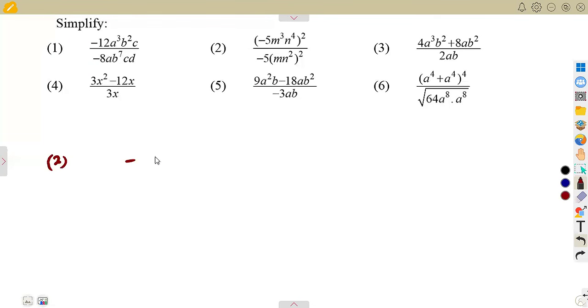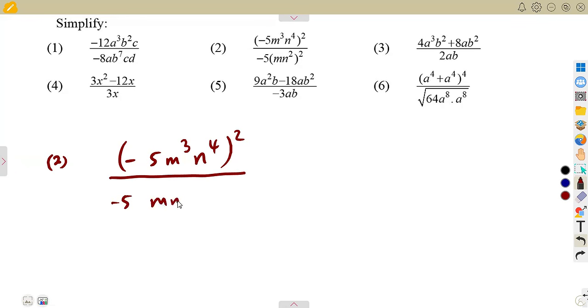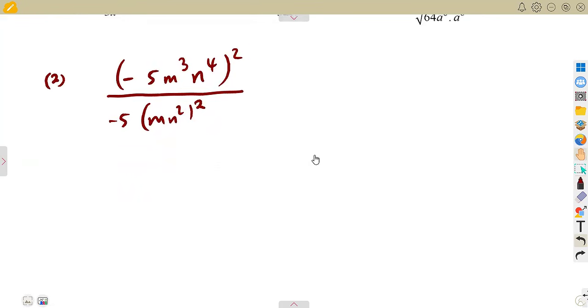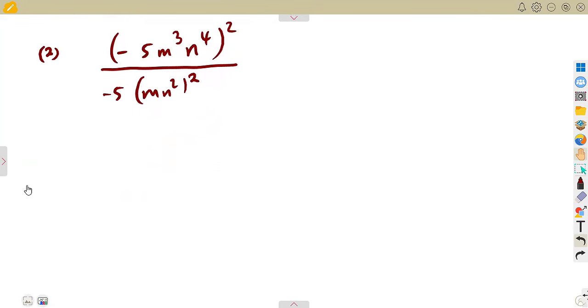For number 2, we are given minus 5m to the exponent of 3, n to the exponent of 4, everything being raised to the exponent of 2, over minus 5m n squared, everything being raised to the exponent of 2. And you're being asked to simplify this.